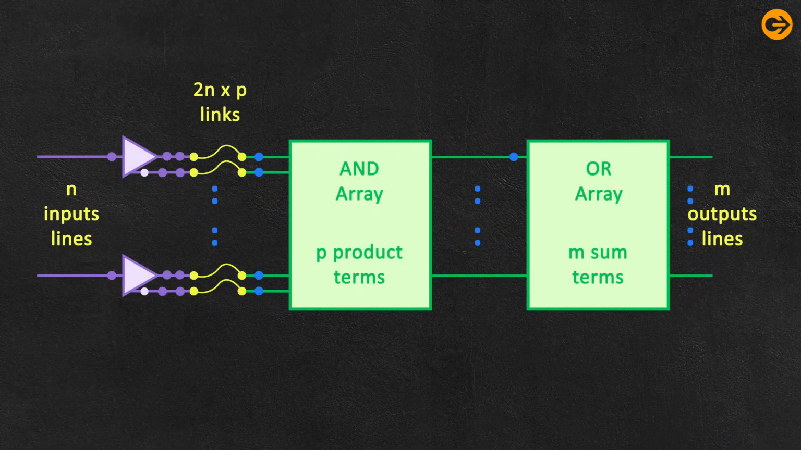The figure represented is the general structure of a PAL device. It has n inputs feeding to buffers or inverters. These inverters are connected to the AND gates through programmable P-links. The outputs generated from the AND array are fed to the OR array, which has fixed connections. Not all outputs of the AND array are connected to the OR array. The M outputs from the OR array are generated.